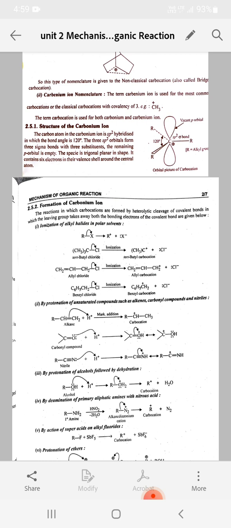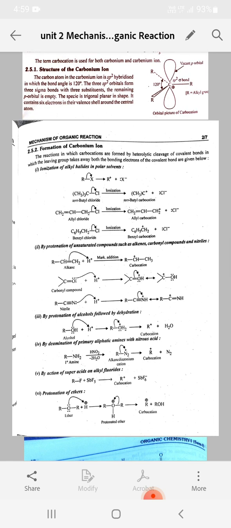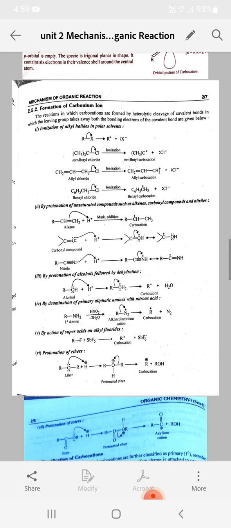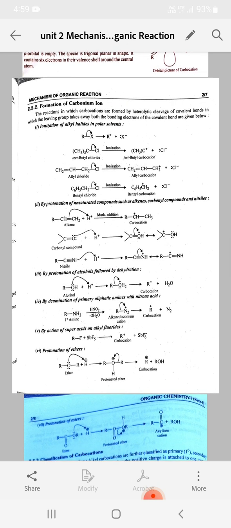सेकेंड, हम कार्बोनियम आयन की फॉर्मेशन कैसे कर सकते हैं? By protonation of unsaturated compounds such as alkenes, carbonyl compounds, nitriles. Okay, or third, by protonation of alcohol followed by dehydration, and fourth, by the deamination of primary aliphatic amines with nitrous acid, and by the action of superacid on alkyl fluorides, and last but not least, the protonation of ethers.